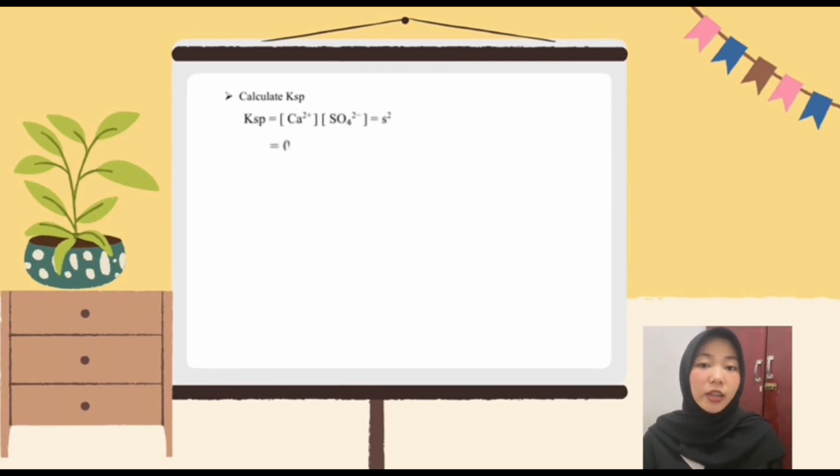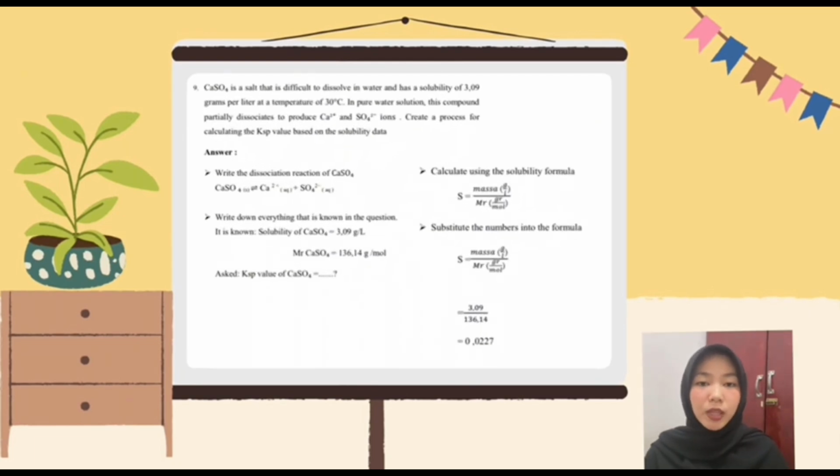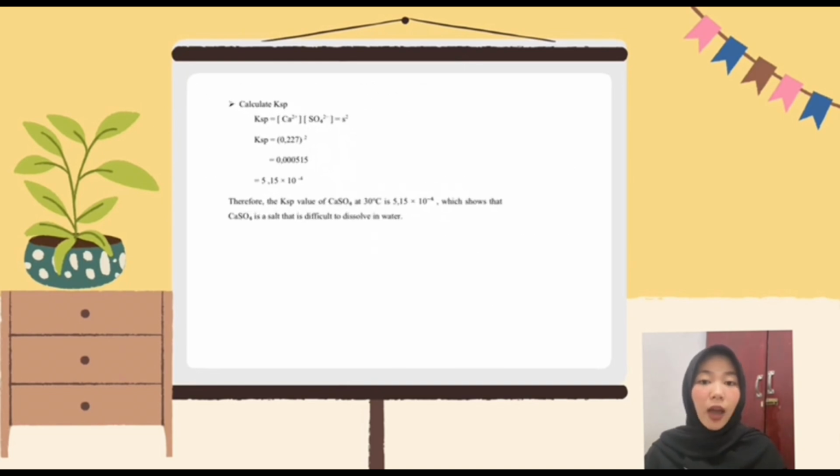so that the Ksp value obtained equals 0.000515, or we can simplify it to 5.15 times 10 to the power of minus 4. Then the Ksp value of CaSO4 obtained at a temperature of 30 degrees Celsius is 5.15 times 10 to the power of minus 4, which shows that CaSO4 is a salt that is slightly soluble in water.